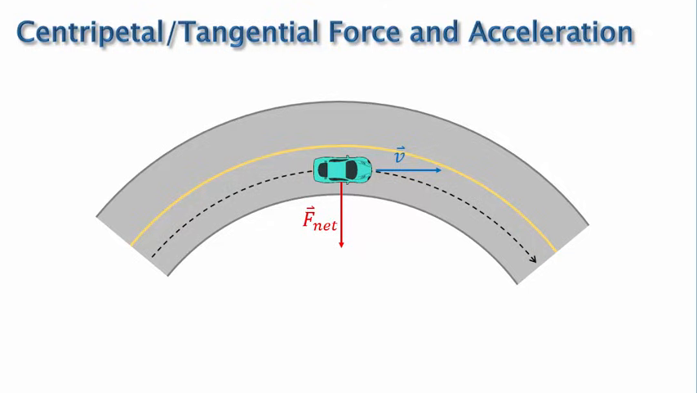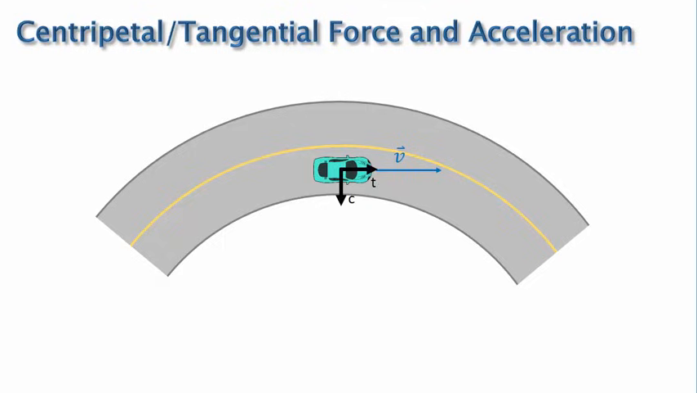At the instant shown, the tangential and centripetal coordinates are here. Since the net force is only in the centripetal direction, the car will not speed up or slow down. Now let's consider the scenario when the driver brakes while turning. At the instant shown, the car again has a velocity to the right, so the tangential and centripetal axes are the same as they were before.